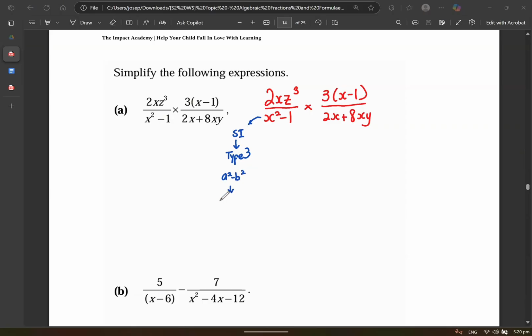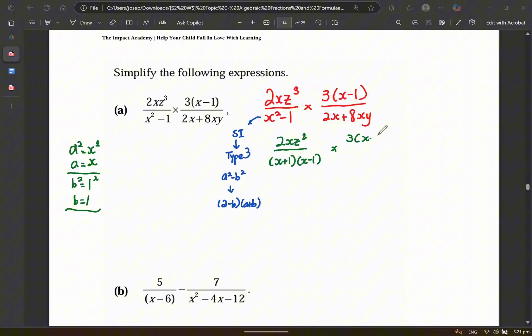If I were to factorize it, it becomes a minus b, a plus b. Agree or disagree? Well, so this becomes 2xz cubed over a squared equals to x squared, a is equals to x. B squared equals to 1, b is equals to 1. Make sense? All right, so x plus 1, x minus 1 times 3 bracket x minus 1 over, can you factorize anything over here? Definitely, right? 2x can be taken out.